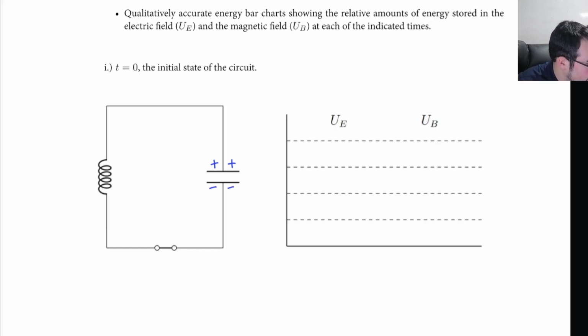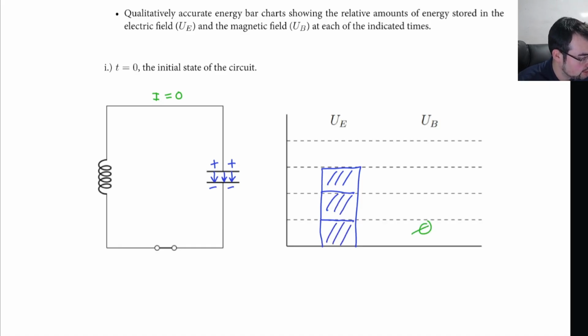All right, so if we have a charged capacitor, that means that there's energy stored in this electric field. And initially, we've just closed the switch, so there's no current yet. So that means that there's no current in the circuit. So there will be no magnetic field in the inductor. So we can say at this point, all of my energy eggs have been placed in the electric field, and none of it has been placed in the magnetic field.